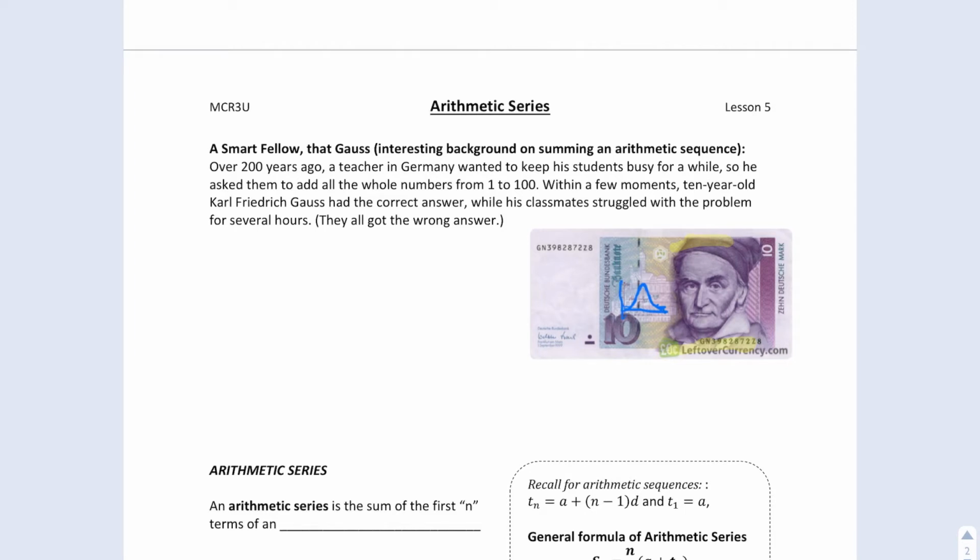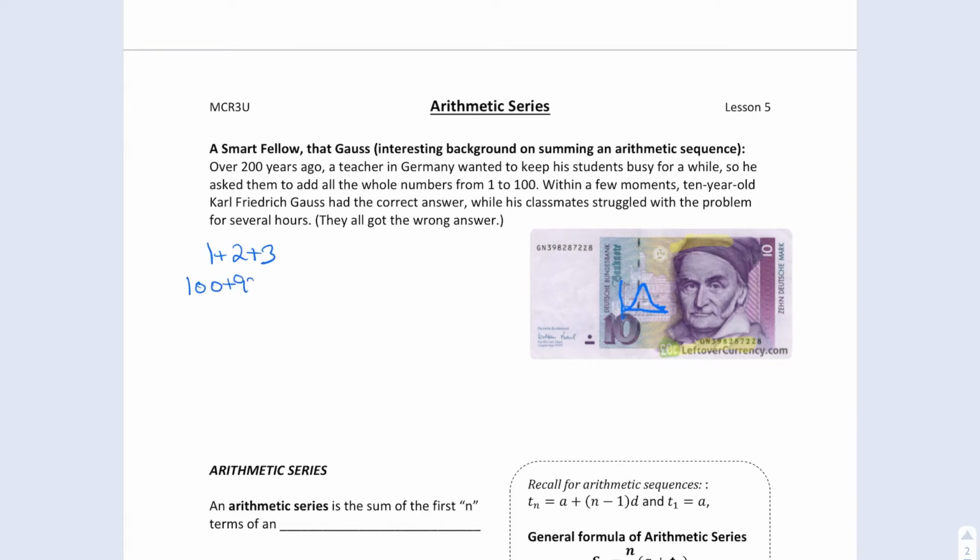The story goes that when he was in elementary school, he was quite young, and the teacher wanted to keep the students busy, so he said, why don't you add up the numbers 1 to 100 and come back to me? And within a few moments, this Gauss child came up with the answer, and everybody else took forever and got it wrong. What he did was he thought of patterns and sequences, and obviously this fits into the unit, but he took all of the numbers.